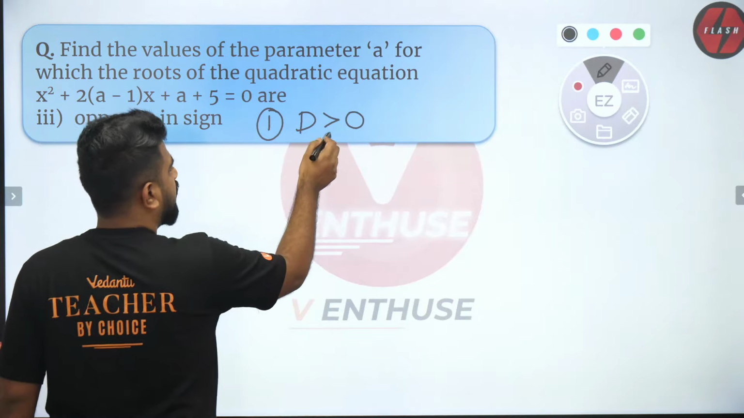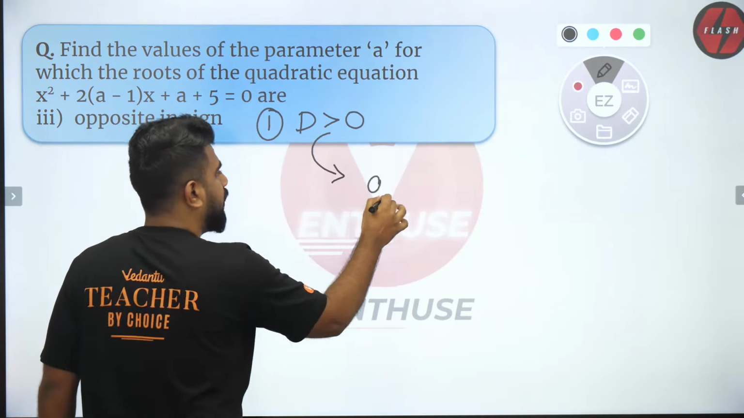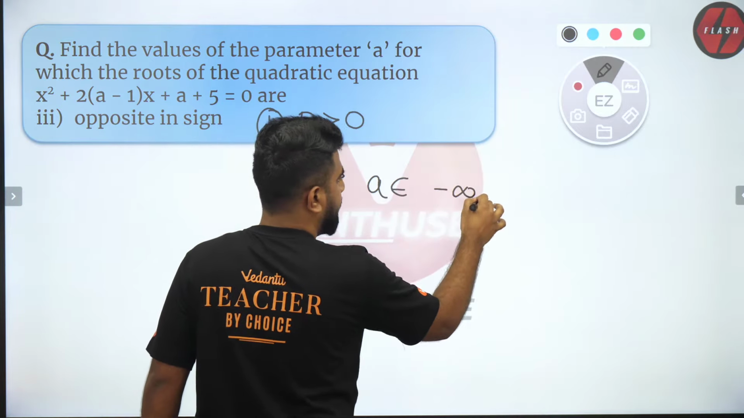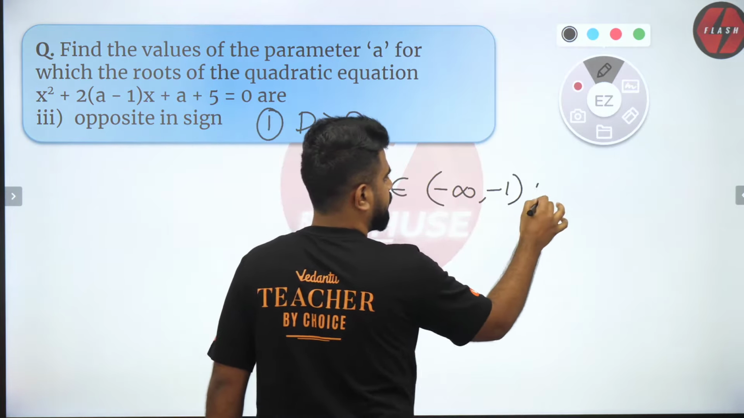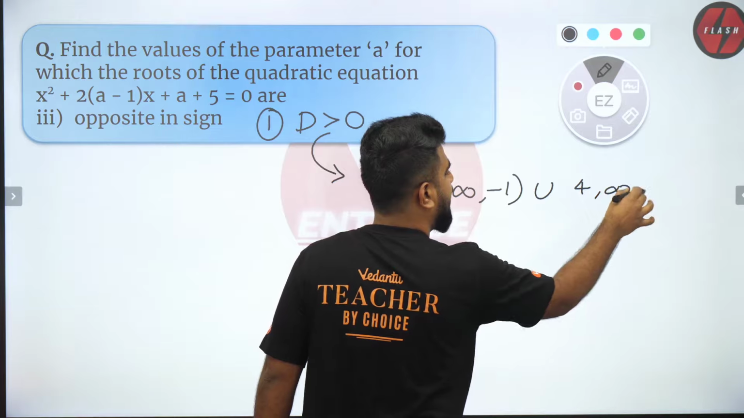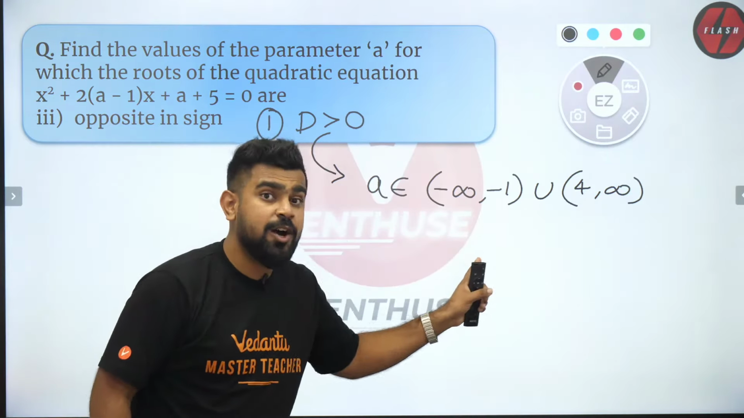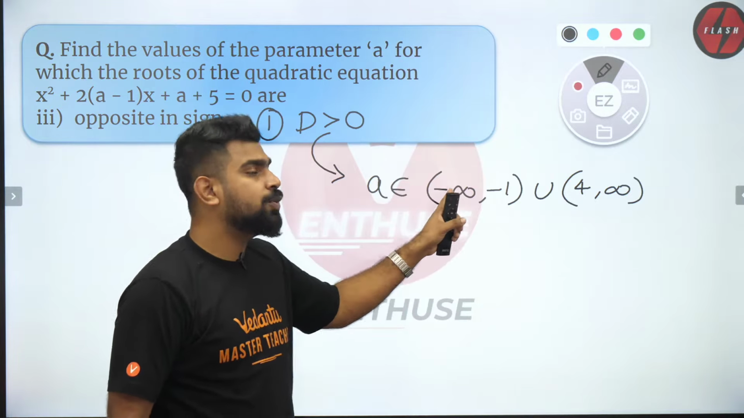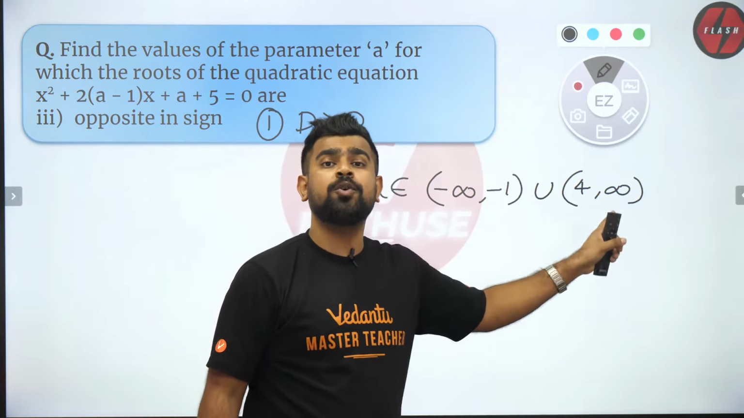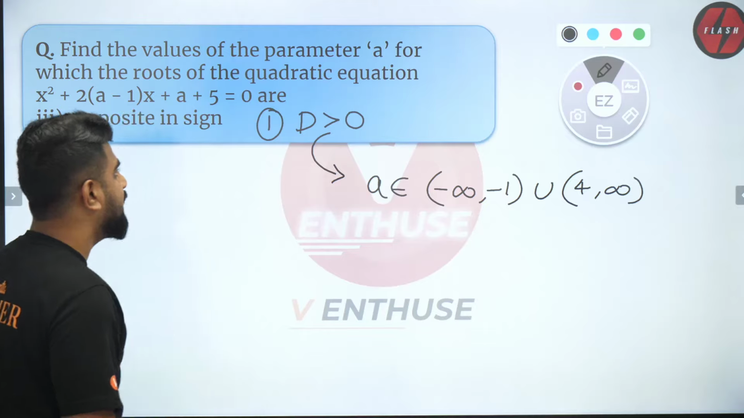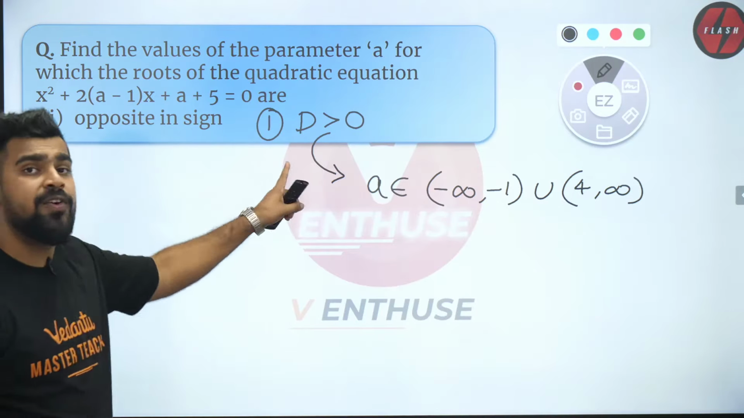And for that, we already got the answer. Na? A belongs to? I hope you remember that. I only derived it in the first question. Using wavy curve, we did it. Na? Minus infinity to minus 1 union 4 to infinity. I hope you guys are clear with that. So that is just the first condition.